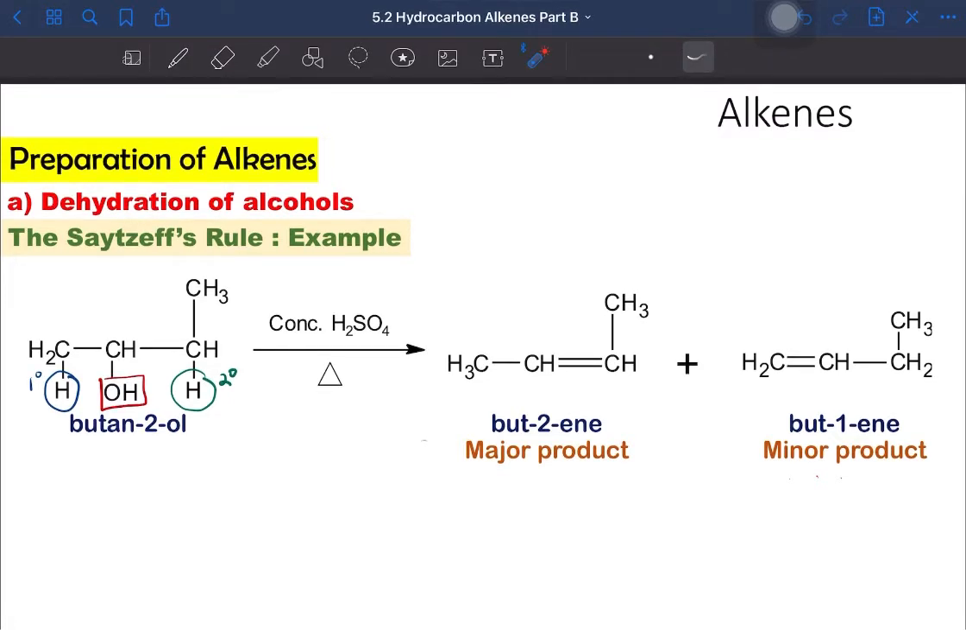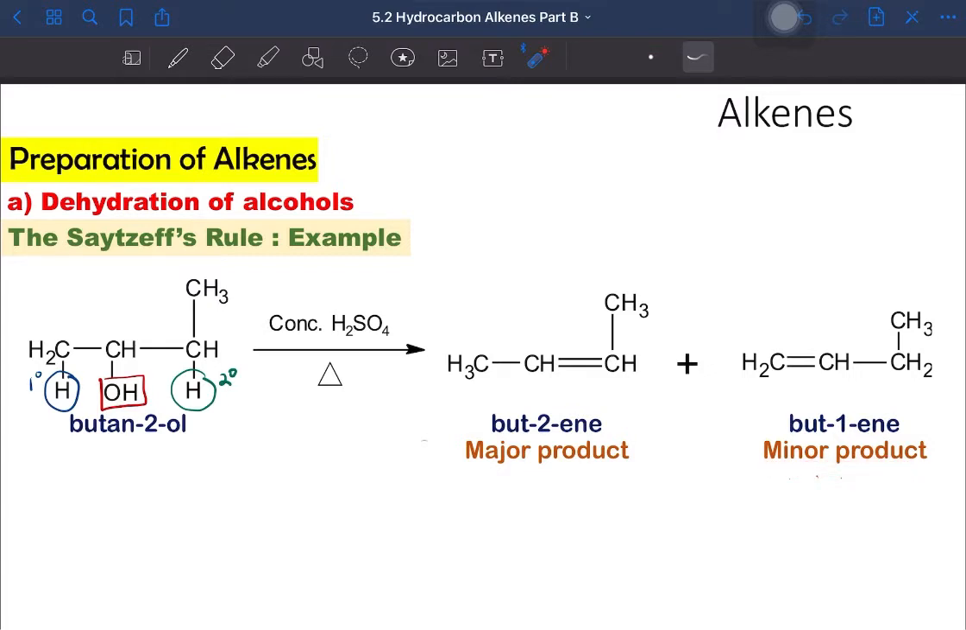So if we were to eliminate the hydrogen from the secondary carbon here, we are going to form the double bond between these 2 carbons. So this is actually the major product, 2-butene. However, if we were to eliminate the hydrogen from the primary carbon here, we are going to form the double bond between these two carbons, which means that we are going to form this product, which is 1-butene, where this is the minor product.